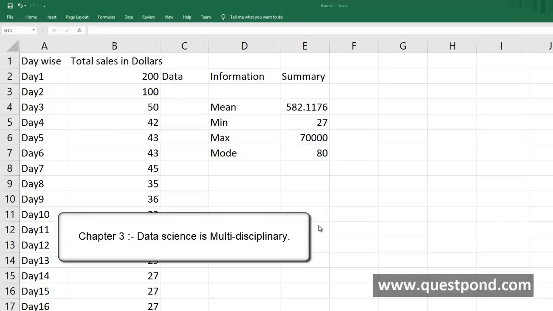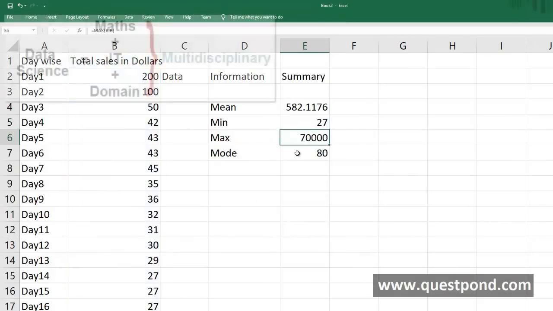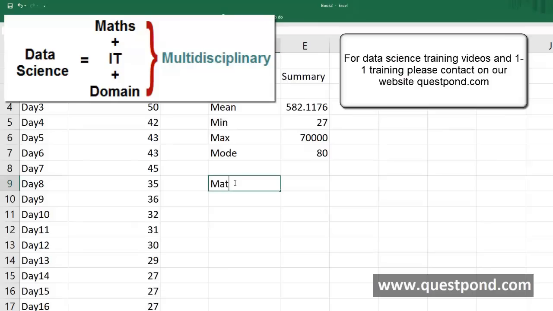In the past 4 minutes, we have applied data science, and while doing so, we have done 3 things. The first thing is that I have used statistical math. I used the maths formulas to arrive at these summary values. So the first thing is I used maths, I used statistics.